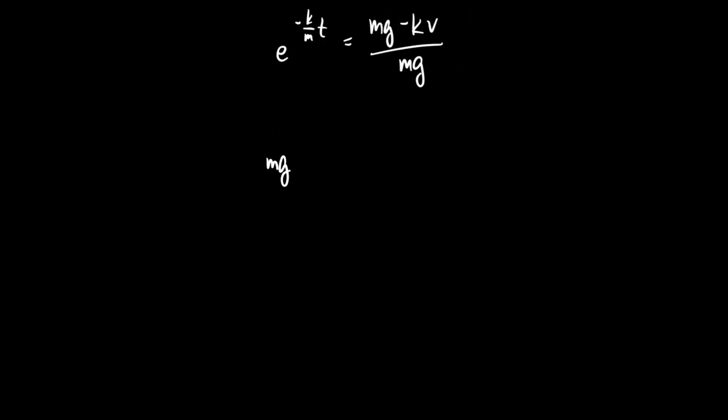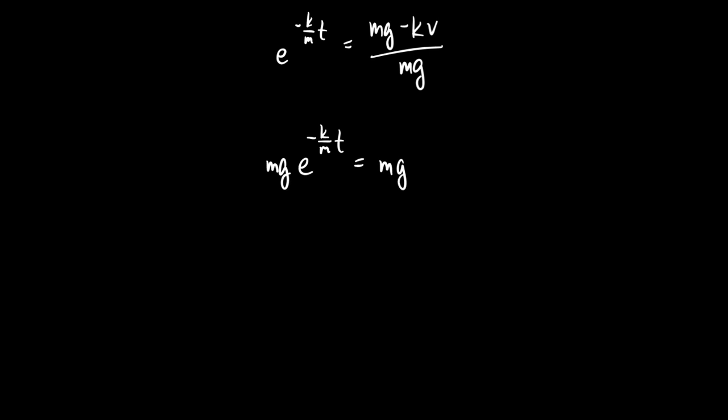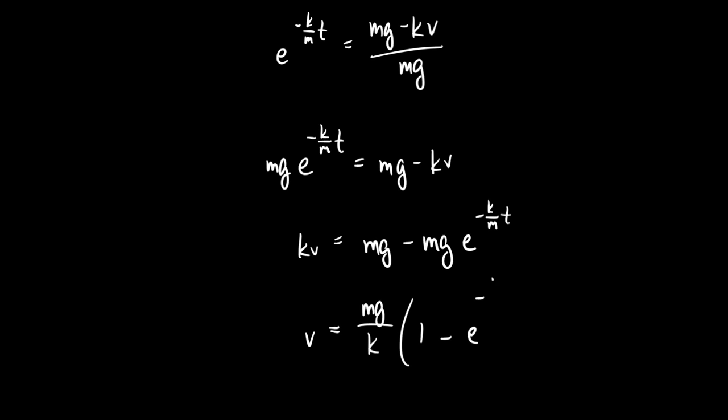Still doing nothing but algebra, but I'll move the mg over here. And unfortunately, or fortunately, I'm not skipping any steps, because I know we would probably need to if we want to get this done in a reasonable amount of time. I tend to suggest factoring out the mg here and dividing by k. So you get mg over k times 1 minus e to the minus k over m t, which would be fine, except we can't leave it like this. We have to do more, don't we?